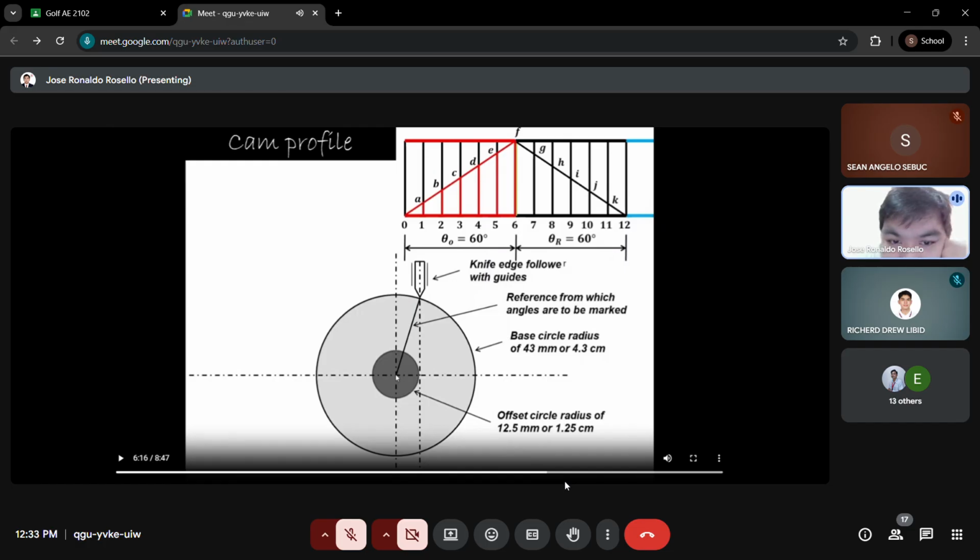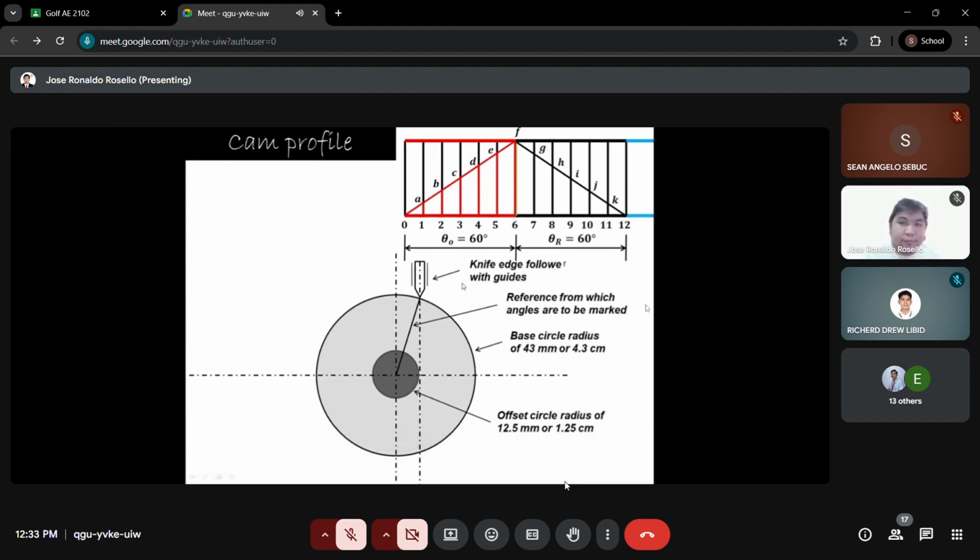So kanina, lagi ang simula ng 0 degrees natin is itong ating nasa y-axis, itong vertical niya. So ngayon, ang 0 degrees na natin ay itong reference line na to, itong diagonal na to. Guides, knife edge follower with the guides. Then this is the reference from which we have to mark the angles. Up till now, we are marking the angles from this particular vertical center line.